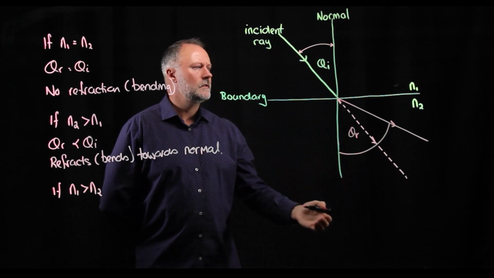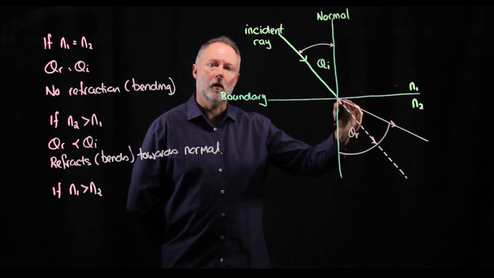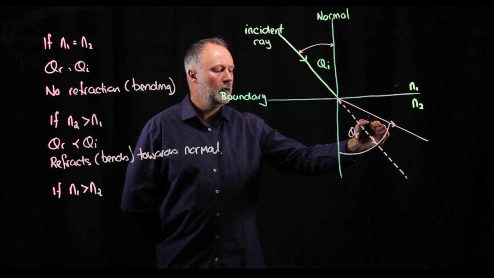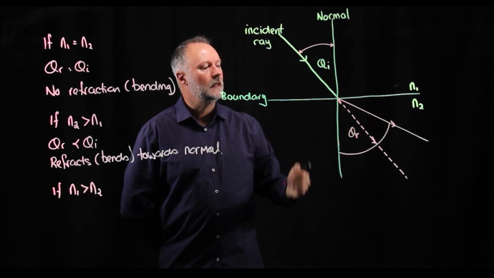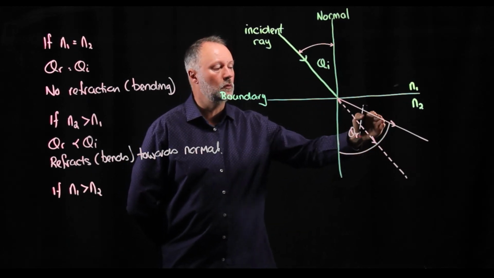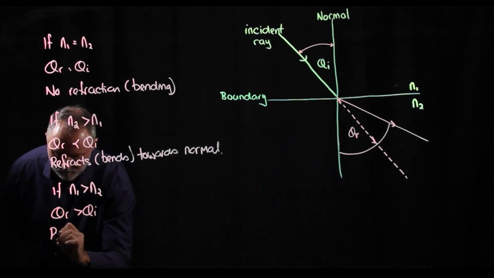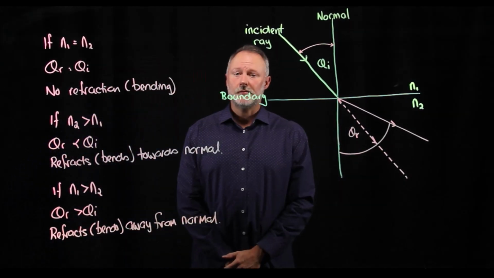So in this third case, if N1 is greater than N2, we find there is bending of the refracting ray, and that angle of refraction is now greater than the angle of incidence, and it has moved, or rather refracted, away from the normal. So there's our three scenarios.